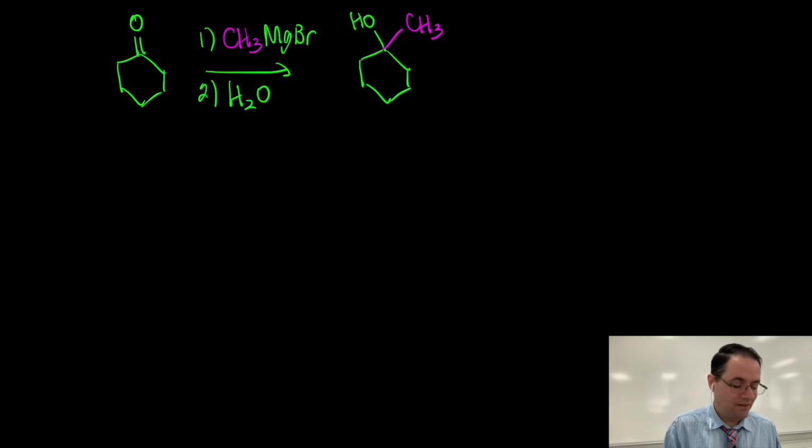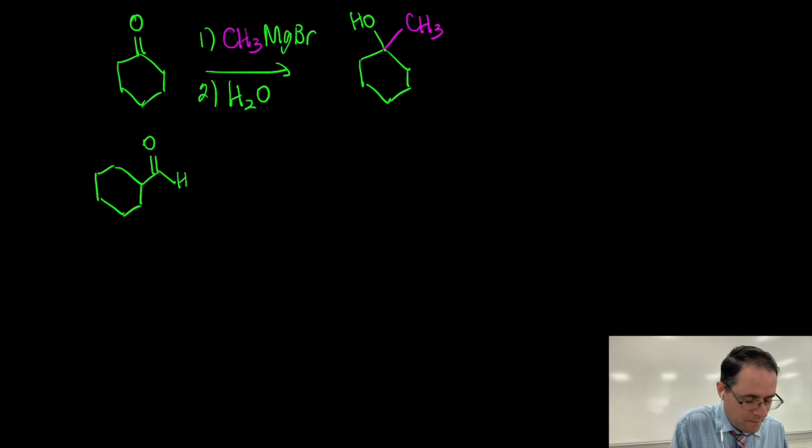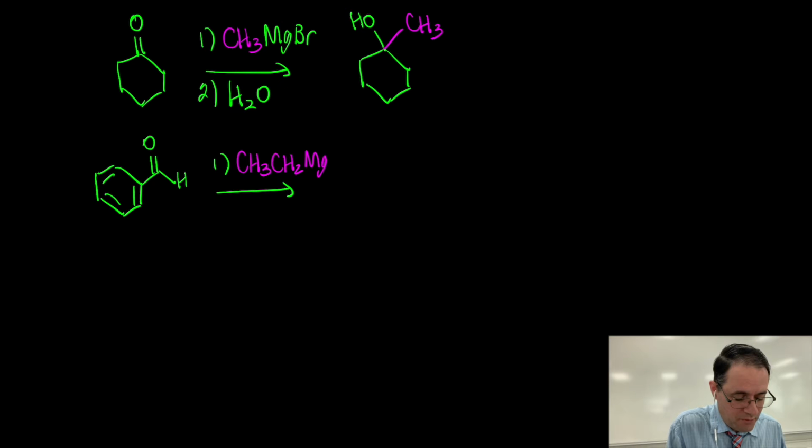Let's do maybe benzaldehyde here. And let's do, I don't know, ethyl magnesium bromide. There are no limitations, pretty much, in terms of the R groups you can use for Grignards. It can even be a tert-butyl group or something like that. So let's highlight this so it stands out. We've got ethyl magnesium bromide, water in the second step. And let's draw out what we have here.